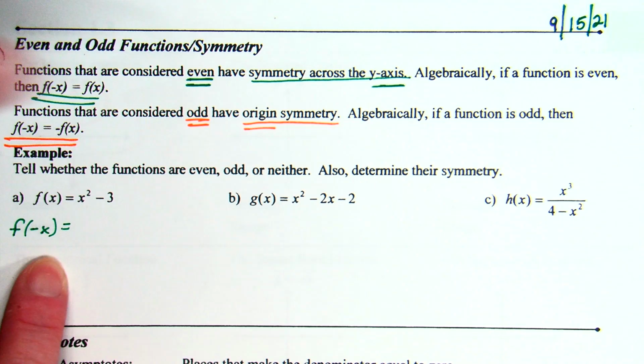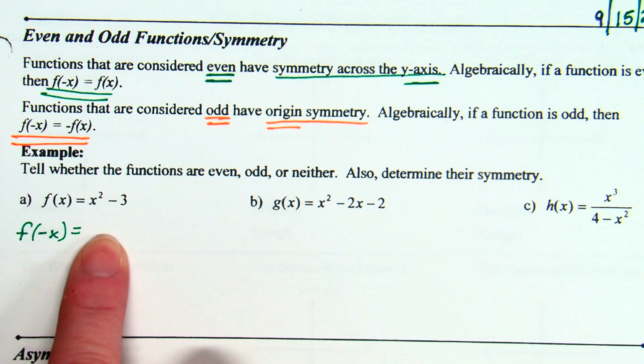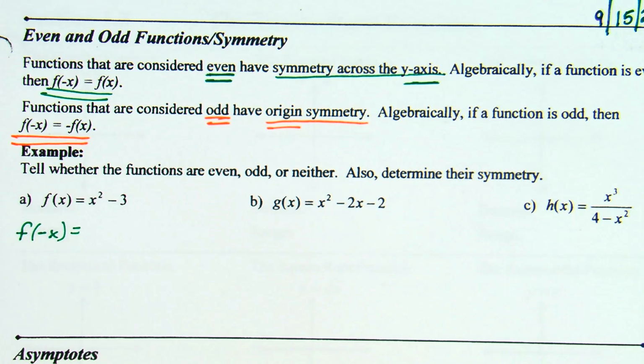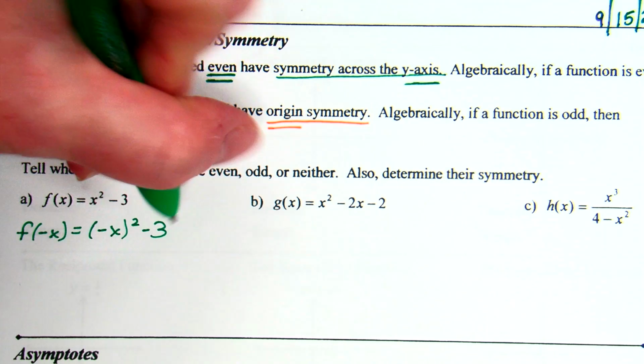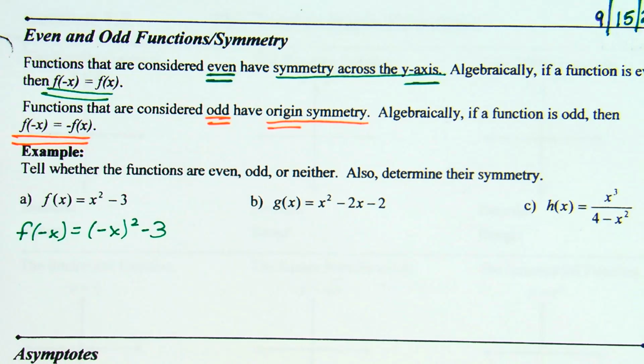Every place I see x, I'm replacing it with negative x. So the original equation is x squared. So it says to take x and square it. What am I going to square instead? I'm going to put negative x in there and square it. So I took x and I replaced it with negative x. Now what happens when I square negative x? It's positive again, isn't it?